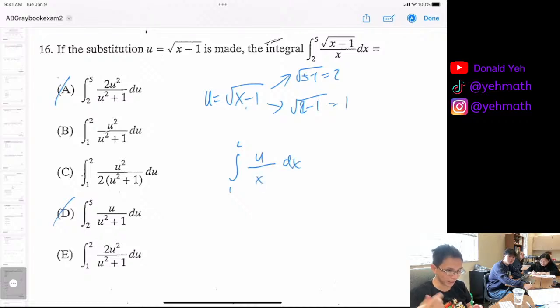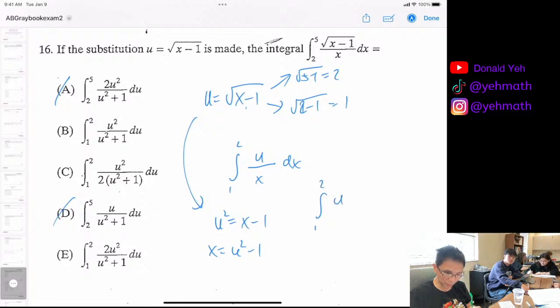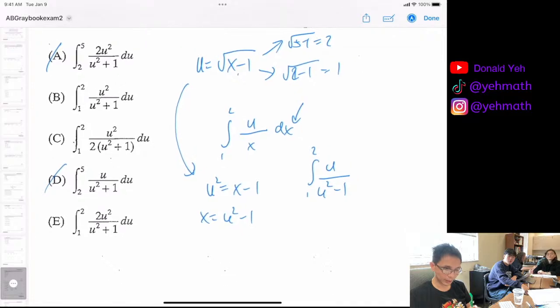Then you say, okay, what is x? x is equal to back substitution. So u squared equals x minus 1, x equals u squared plus 1. So that's 1 to 2, u, and u squared plus 1. The problem is dx, because the dx is not in terms of u yet. Guess what?